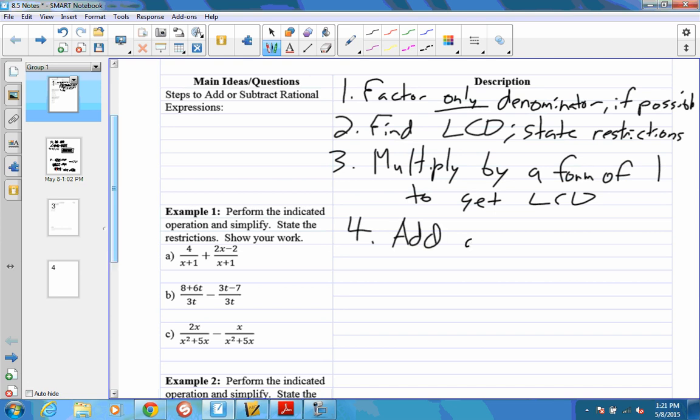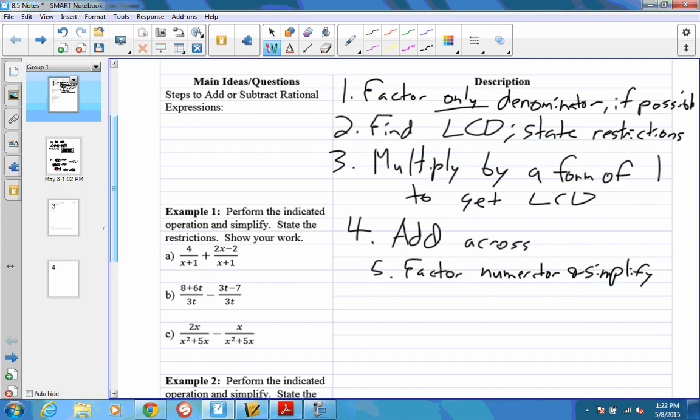I'm just going to add across. Then, and this is the crucial step, because most of our instructions will be to perform the operation and then simplify. We waited till the end to do this. We didn't do it before. I want to factor the numerator and simplify. So you wait till the end to factor your numerator and start canceling things out. Don't do it before.